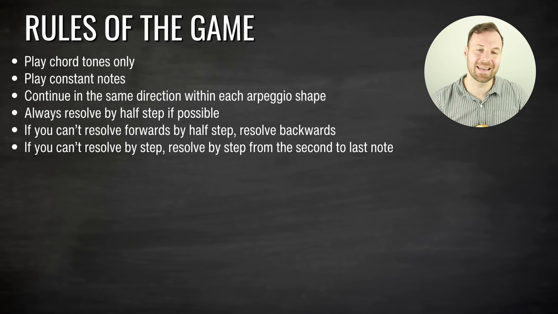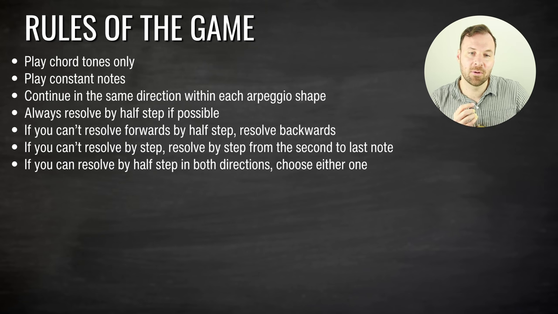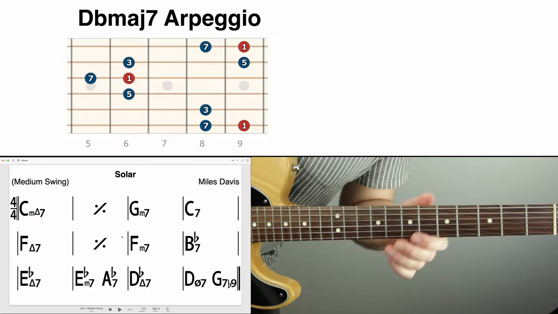Okay, so the second to last note will resolve when you cannot resolve by whole step or half step from the last note you played. It's going to be very useful, okay? If you can move half step both directions, you can choose either one. Doesn't matter, okay? So here's D flat major.